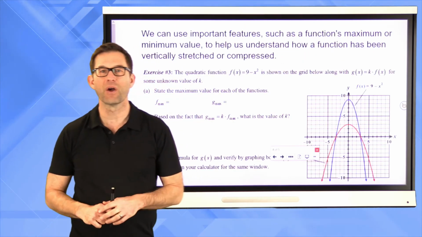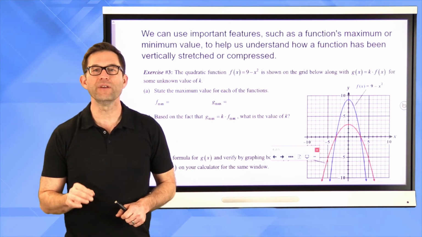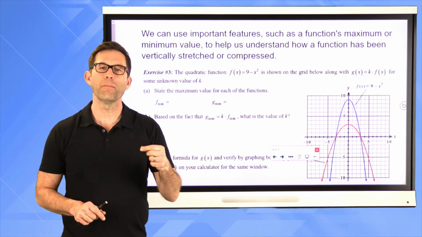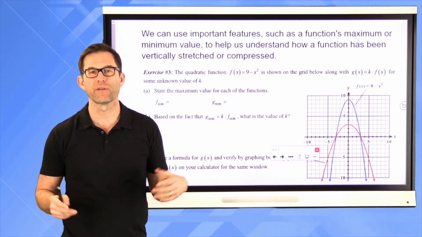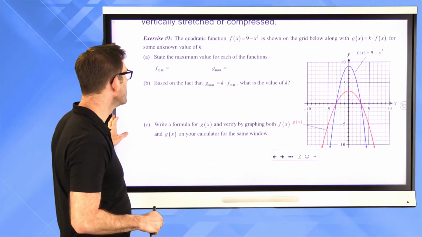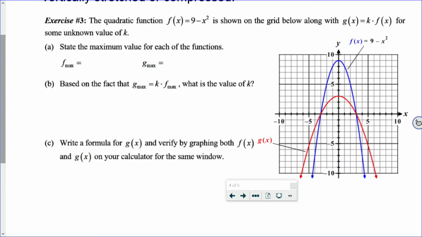All right, let's keep going. Now, we can use important features, especially things like a function's maximum or minimum value, to help us understand how a function has been vertically stretched or compressed. So let's take a look at exercise 3 to see if we can see how that works. The quadratic function f of x equals 9 minus x squared is shown on the grid below, along with g of x equals k times f of x for some unknown value of k.